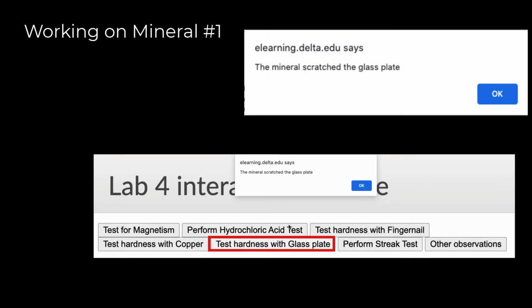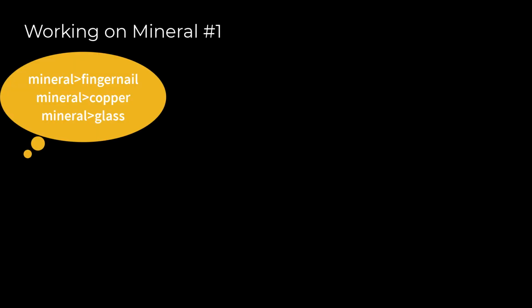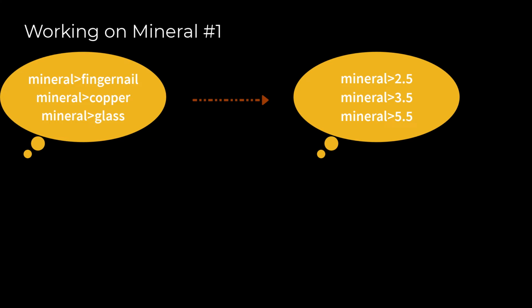Our next hardness test is to see if the mineral will scratch the glass plate, and it did, so it's harder than the glass. So let's summarize the hardness and see what it means as far as numbers. The mineral is harder than the fingernail and the copper and the glass. Fingernails are usually around 2.5, copper is 3.5, and glass is 5.5. So this mineral is harder than all of them, and we would say the hardness is greater than 5.5.